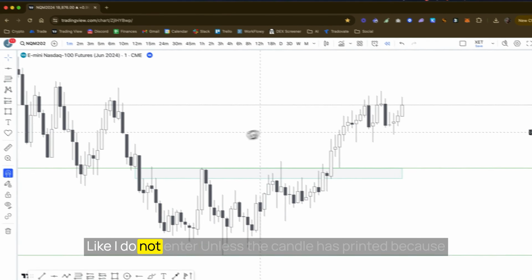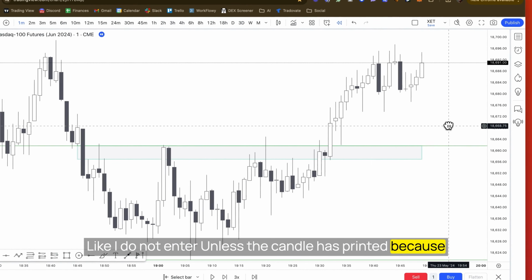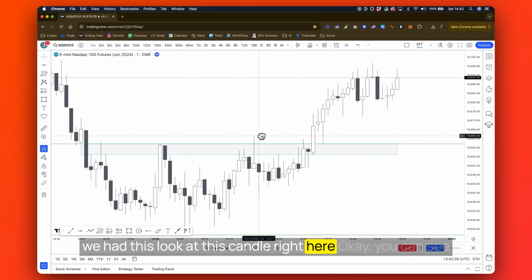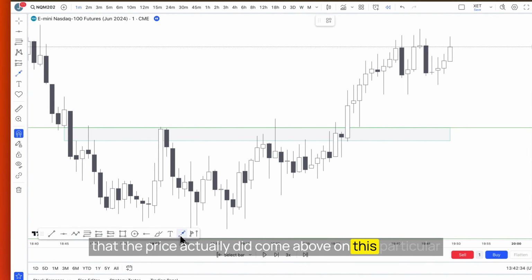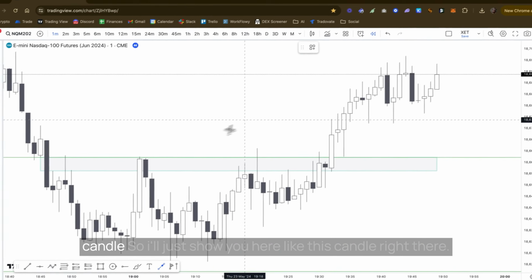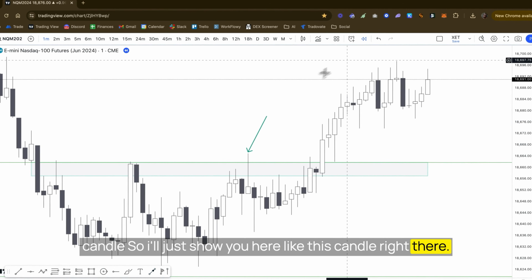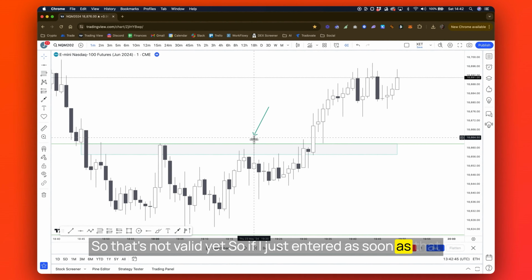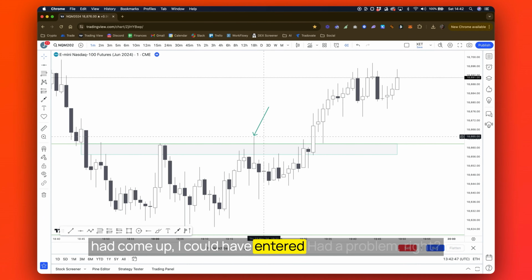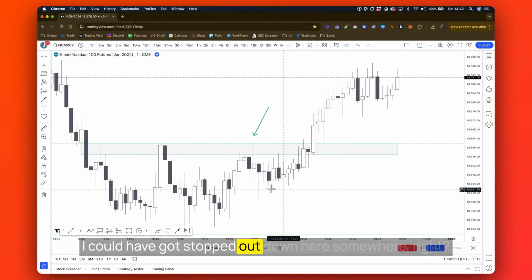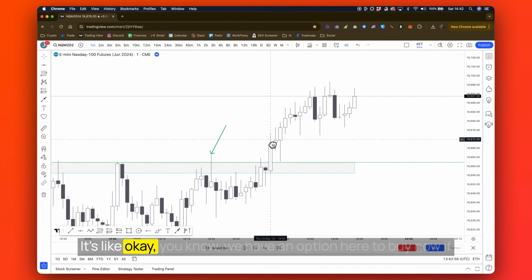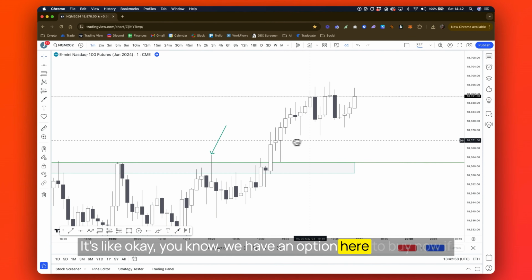This is really important. I do not enter unless the candle has printed, because at the end of the day, we could have had a situation where we had this. Look at this candle right here, okay? You can see that the price actually did come above on this particular candle. So I'll just show you here, this candle right there. The price has come above, but it hasn't closed. So that's not valid yet. If I just entered as soon as that had come up, I could have had a problem, right? The price would have come down. I could have got stopped out down here somewhere, right? But if this one's closed up here, now I'm feeling much more confident. It's like, okay, we have an option here to buy.